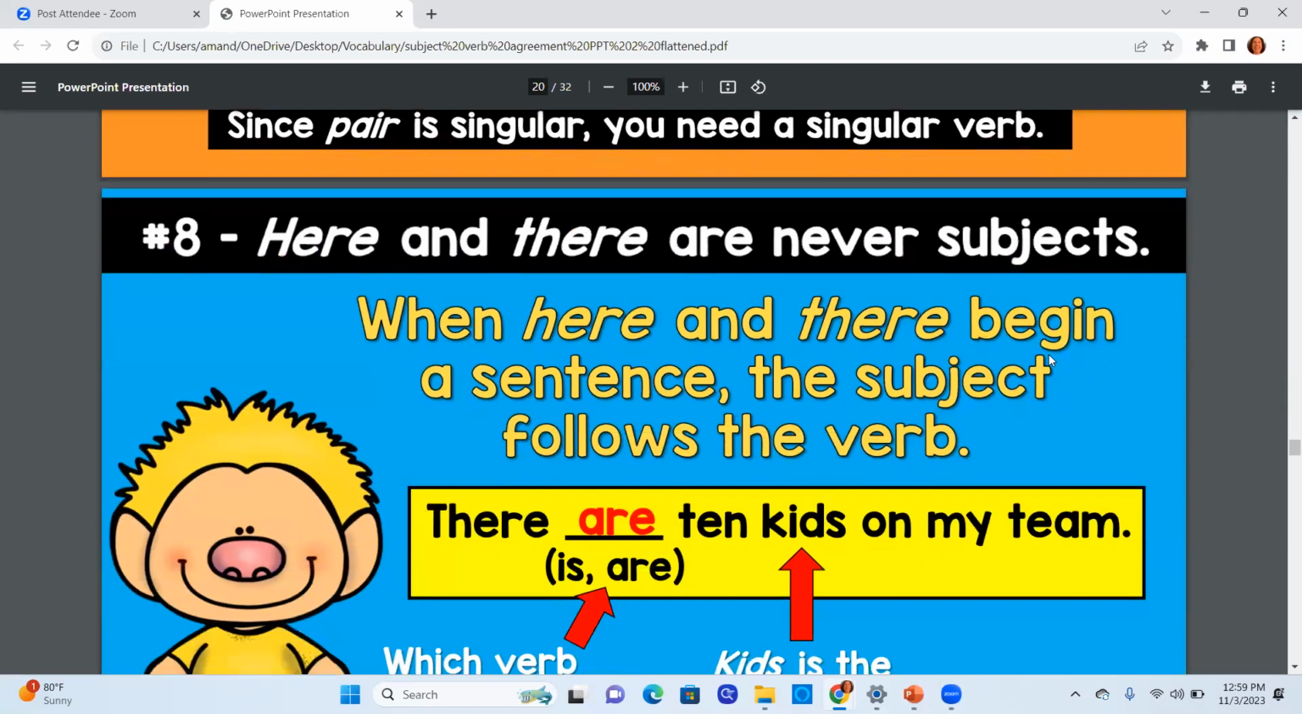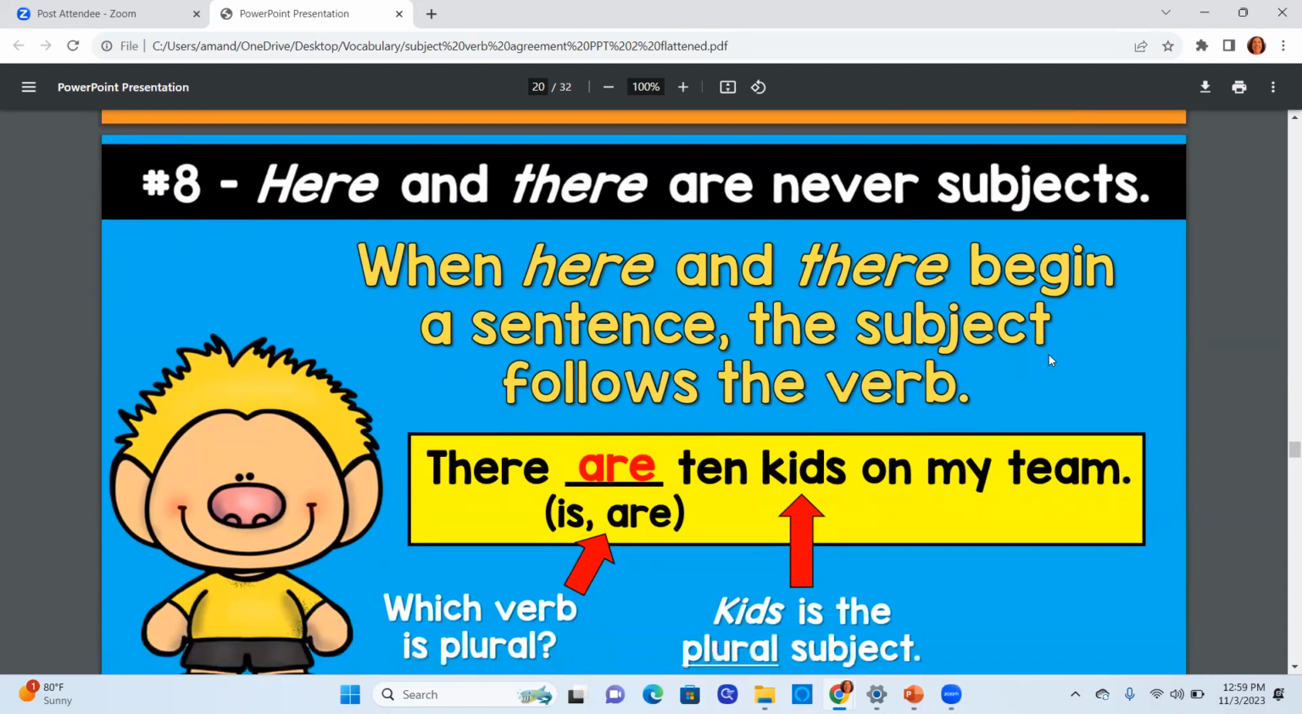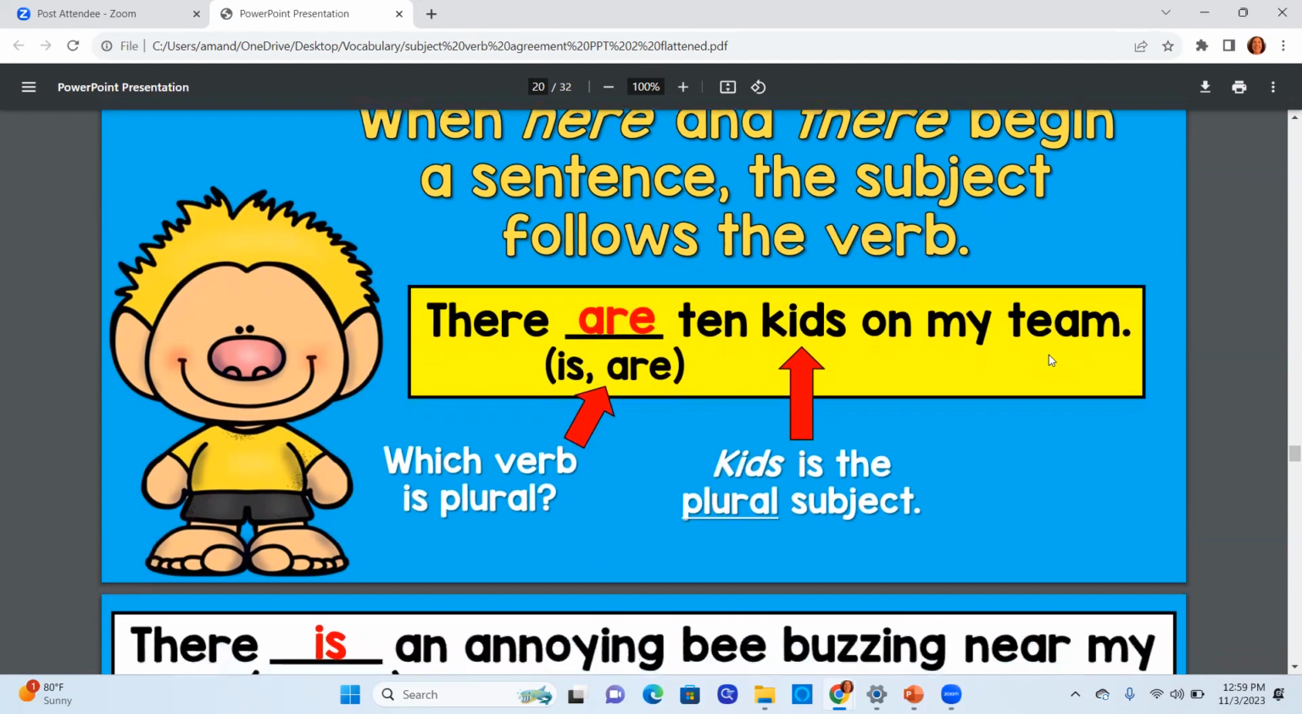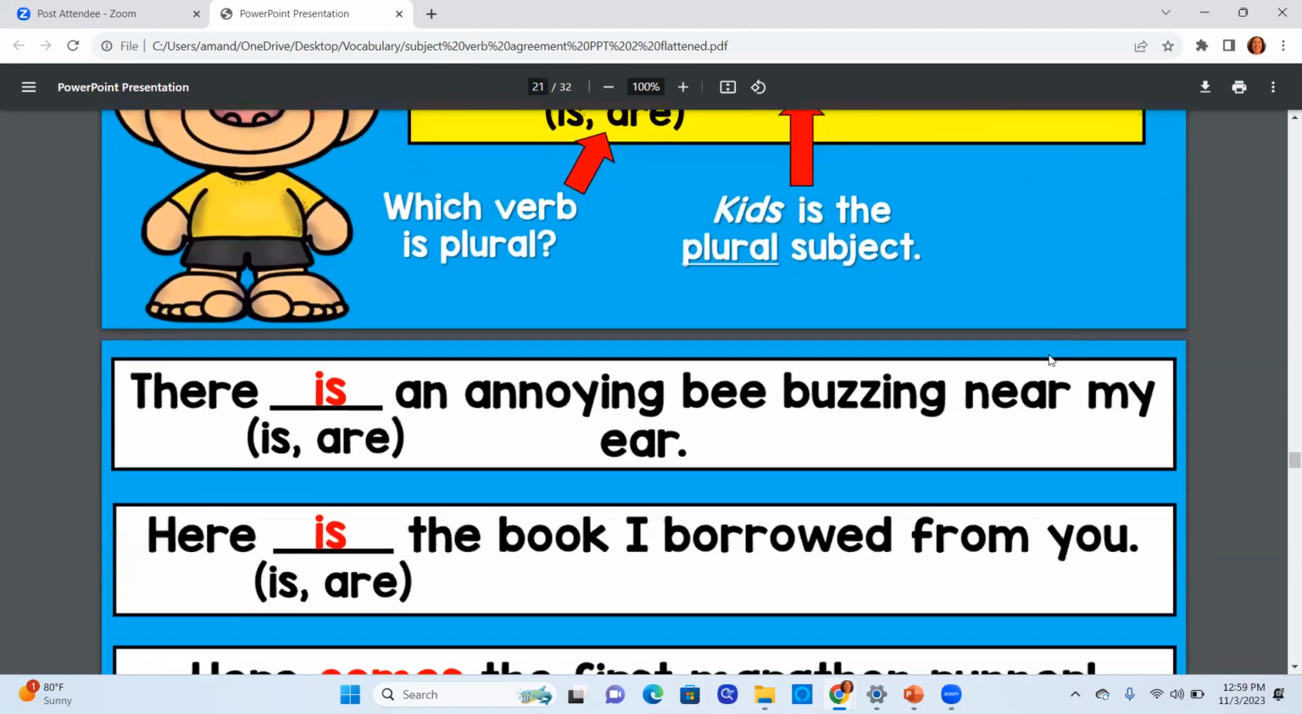Number 8, here and there are never subjects. When here and there begin a sentence, the subject follows the verb. There are 10 kids on my team. Kids is the plural subject. So of course we would use are.